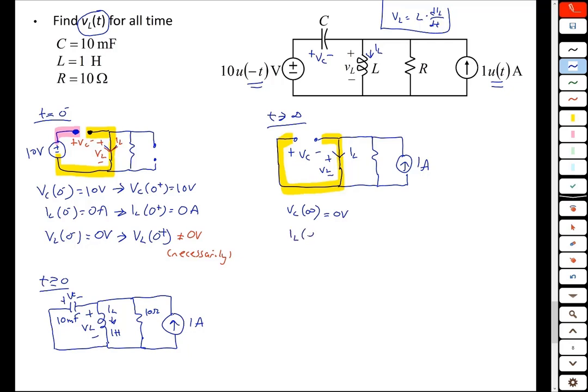IL of infinity, what happens? The current coming out of this current source is all going to want to go through the inductor, so IL of infinity is 1 amp, and VL of infinity, once again because the inductor is short-circuited in DC steady state, is going to be 0 volts.